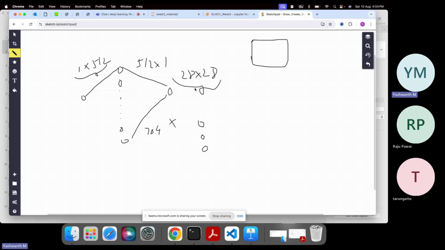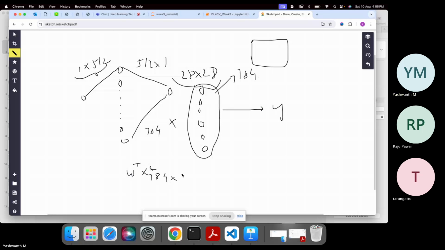This is passed through this model of length 784, and we get a scalar y. So basically it is nothing but W transpose x, and x is from the image converted into a vector of 784 plus 1. That's it. And this is y.